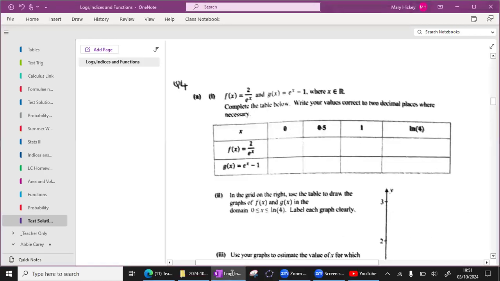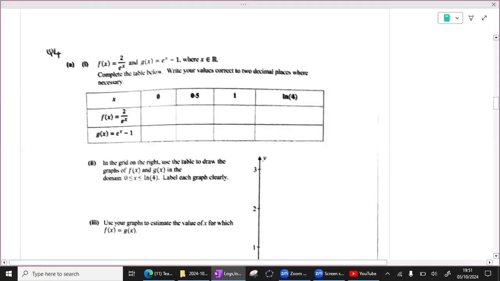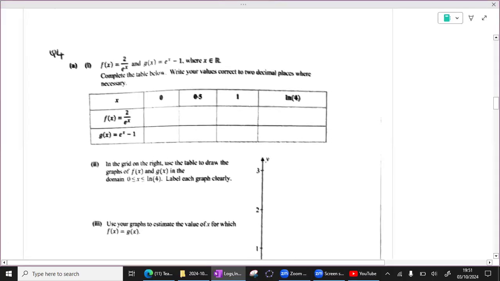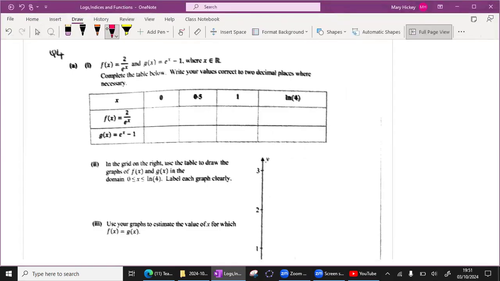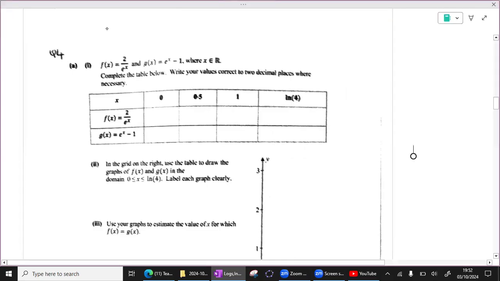Okay, so the next question was, now this is a functions question, but we actually did this when we were looking at the indices chapter, learning how to draw indices graphs, and we'll be talking about them again because they come up in both chapters. So anyway, the first one is 2 over e to the x.